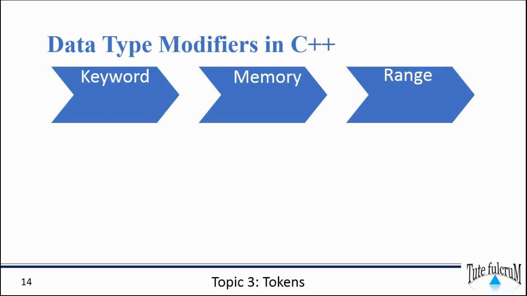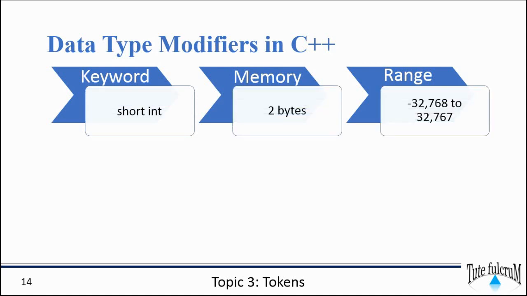Moving on with data modifiers. As the name implies, the data type modifiers are used with built-in data types to modify the length of data that a particular data type can hold. Data type modifiers are of 4 types: long, short, signed, and unsigned.